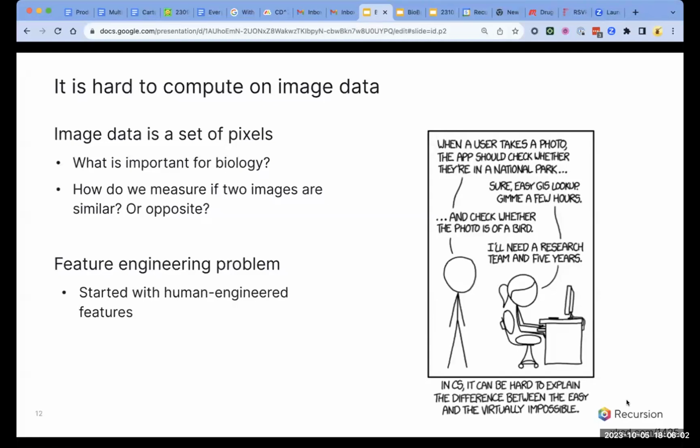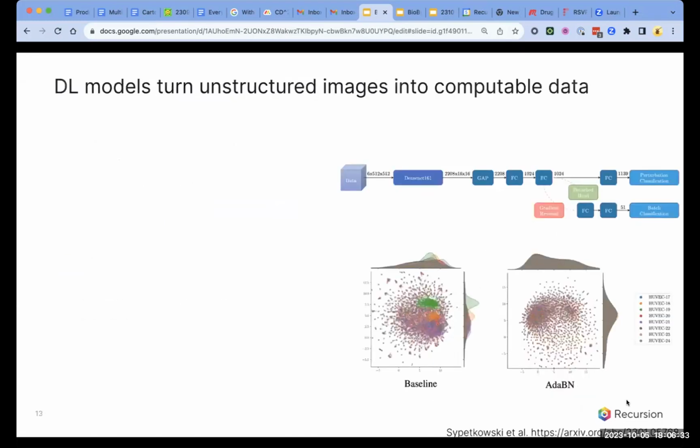So the first challenge that you should probably all be thinking about is that it's really hard to compute on image data. Image data is just a set of pixels. And so we don't know what's important for biology or what it means for one image to be opposite to another. The similarity is reasonable, but what does it mean to be opposite to an image? We started out by computing on these images with feature engineering. And I think that Oren will talk through a lot more of this evolution in detail, but we started with these human engineered features. And then we shifted to using deep learning models.